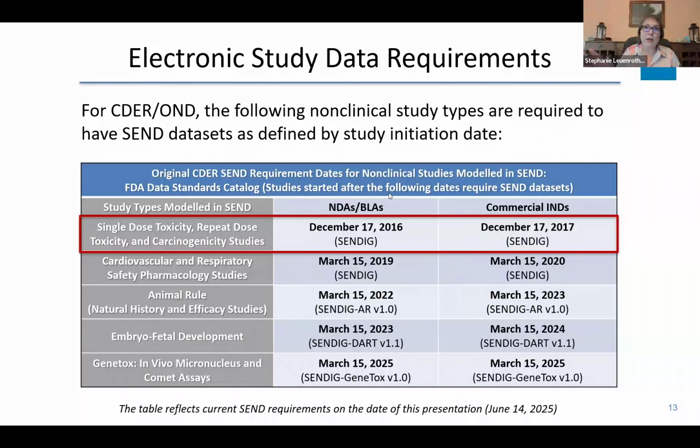And so now we had updated the data standards binding guidance back in 2021, so that we are aligning these requirement dates to be the same between NDAs, BLAs, as well as commercial INDs. Enough time has elapsed since 2014 so that we felt that industry didn't need that kind of gap between these types of applications.